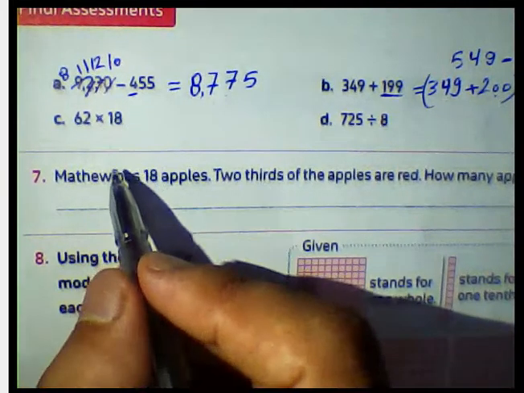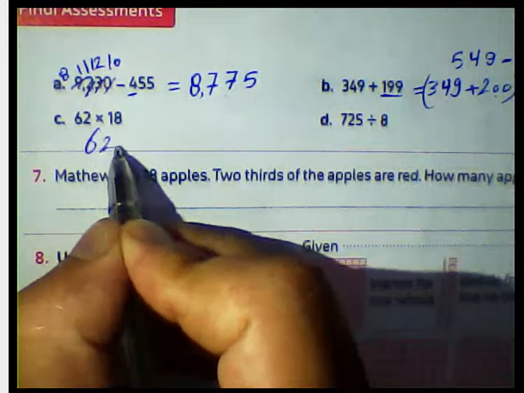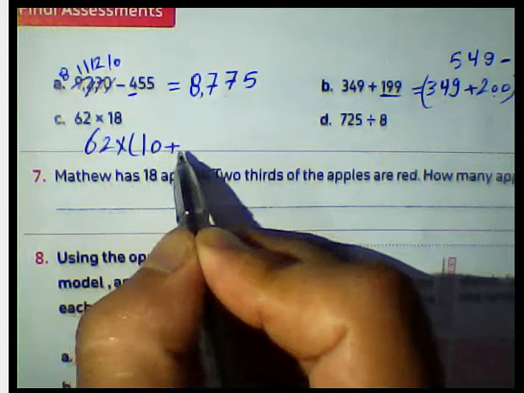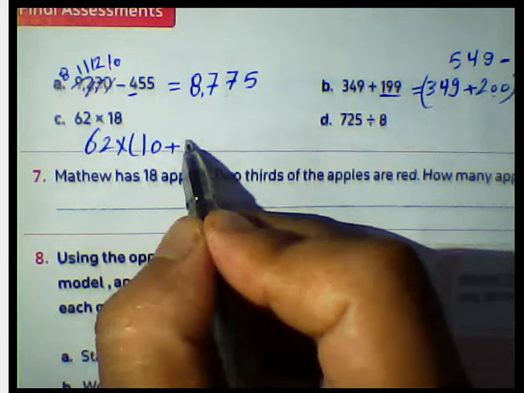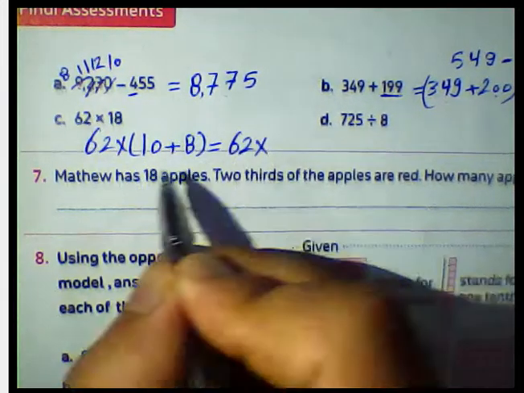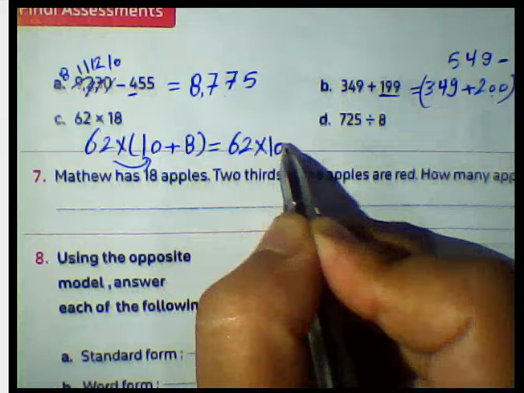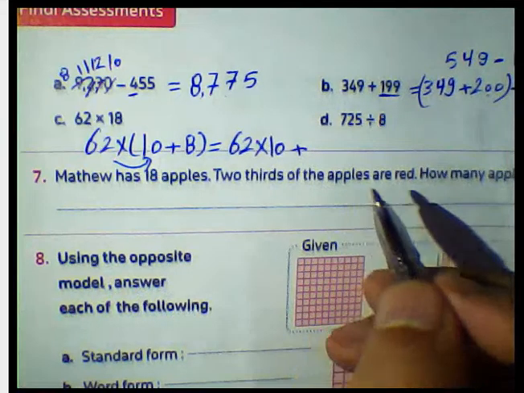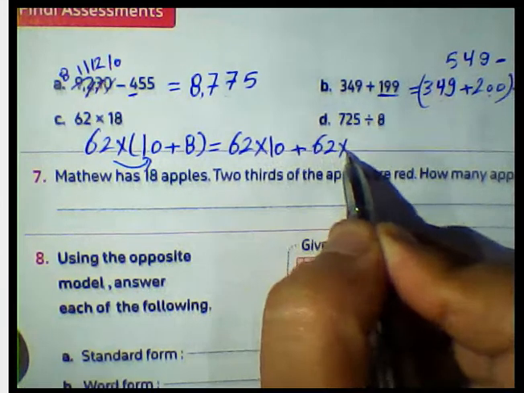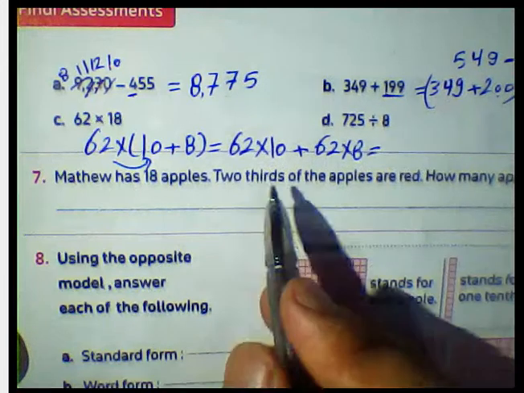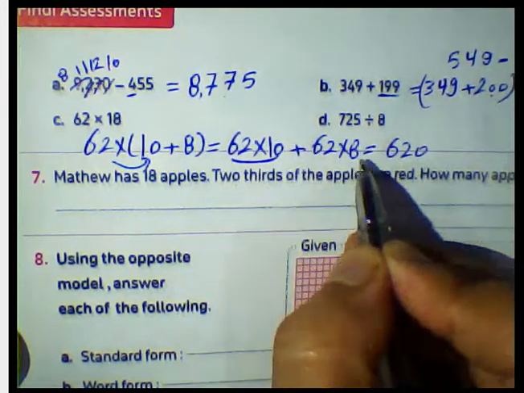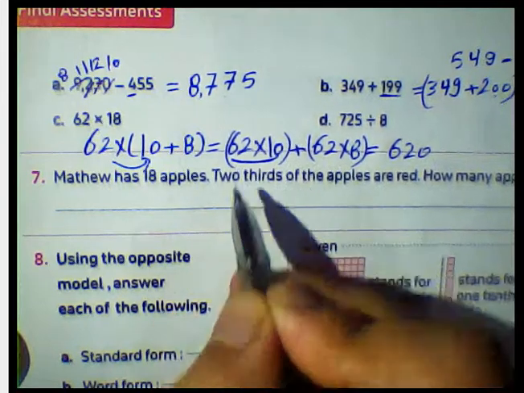And what about this step? 62 multiplied by 18. We can use the distributive property. 18 equals 10 plus 8. And 62 multiplied by 10, we can use the distributive property: 62 times 10 plus 62 multiplied by 8. 62 multiplied by 10 equals 620. Okay, we can use the associative property here.